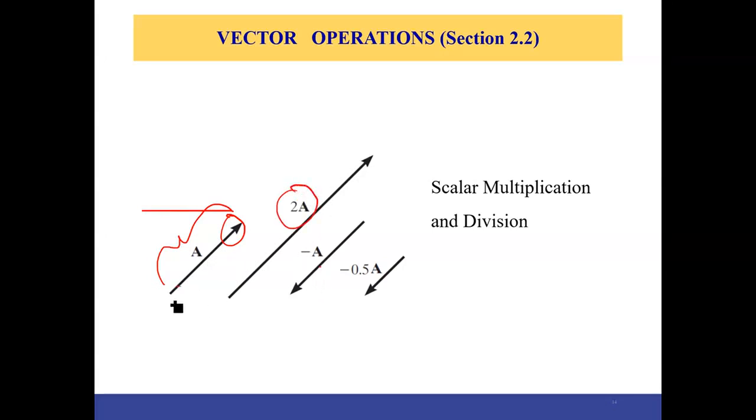This and this have the same magnitude but opposite direction. This is going up, this is going down. This and this are in the same direction, but this is half the length of the first one, so its magnitude is 0.5a relative to the first vector.